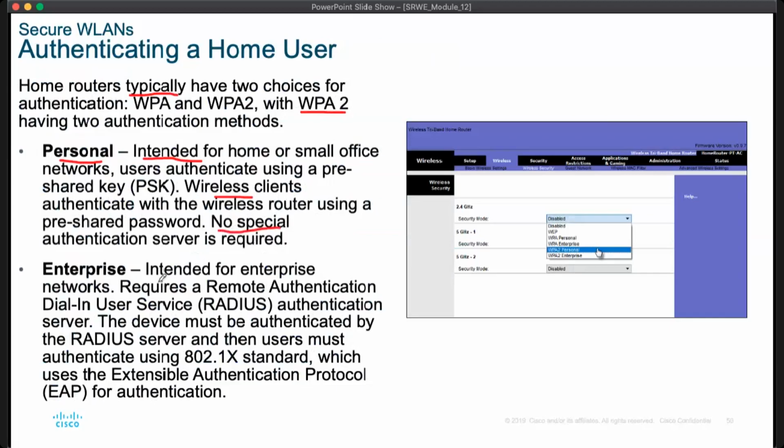And enterprise is intended for enterprise networks and requires a Remote Authentication Dial-In User Service, or RADIUS, authentication server. The device must be authenticated by the RADIUS server, and then the user must authenticate using the 802.1X standard, which uses the Extensible Authentication Protocol, EAP, for authentication. RADIUS: Remote Authentication Dial-In User Service.